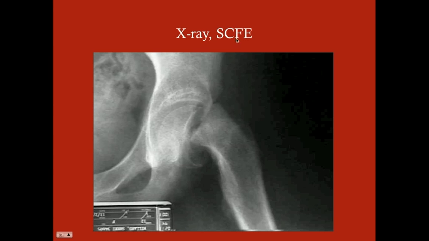So this is an X-ray of SCFE, and what we have here is literally what it says, a slipped capital femoral epiphysis. So the epiphysis is the area right next to the growth plate, and the growth plate, the physis, is the weakest part of the bone. And so that's an area that can be damaged. Here's your epiphysis right here, and here's the head of the femur. And it's literally slipped.